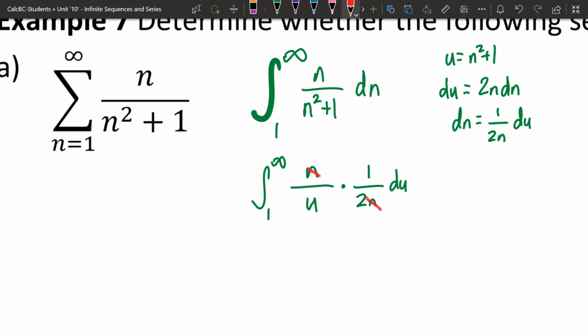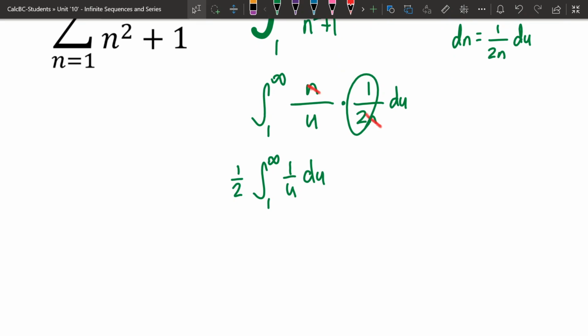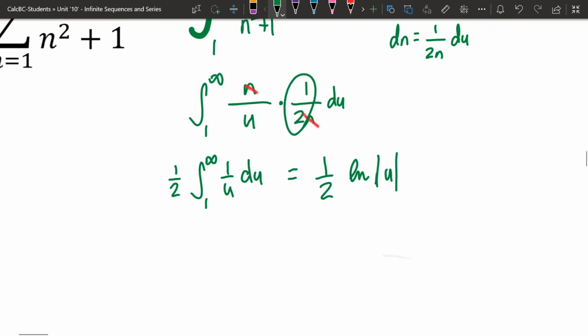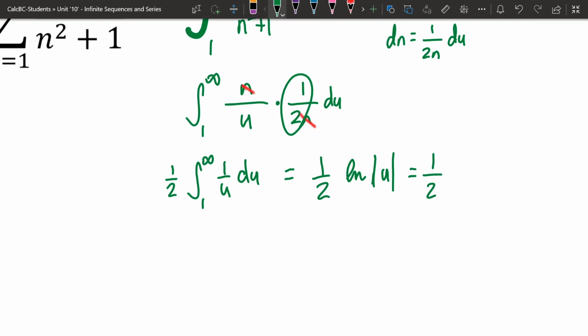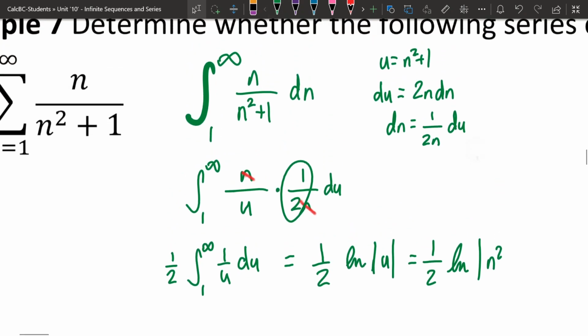All right, we got an n in the top, n in the bottom. That gets rid of that n variable. So what are we left with? We've got this 1/2 here, so I'm going to pull that out front. We're still going from 1 to infinity, and we have 1 over u with respect to u. Excuse me. That is a function that we can take the integral of. Okay, so 1/2 of, that's a natural log of the absolute value of u. Don't forget to sub back in what our u was, which was n squared plus 1.